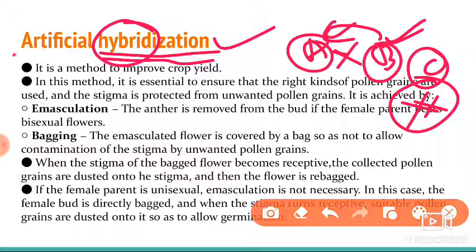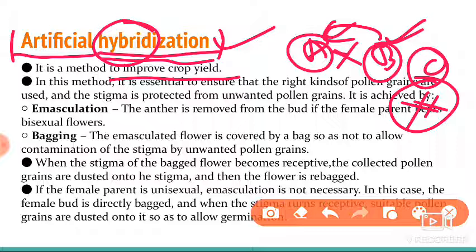How are we going to do it? We are going to do it with the help of an artificial method, so it is artificial hybridization. Okay, a simple definition, you can remember that. For what purpose is it? Just to improve the crop yield.